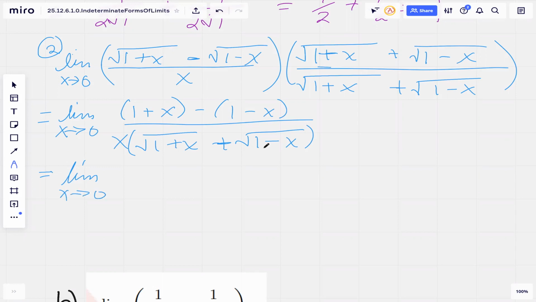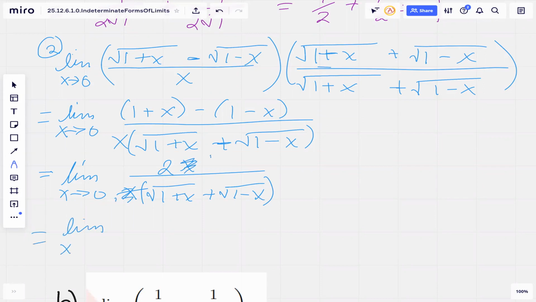And if you notice in our numerator, what do we get? We actually get 2x. The ones cancel out. All right. We have a factor of x in the numerator and denominator that are common, so we can cancel those out. And we have limit as x approaches 0 of 2 over 1 plus x, the square root of 1 plus x plus the square root of 1 minus x.